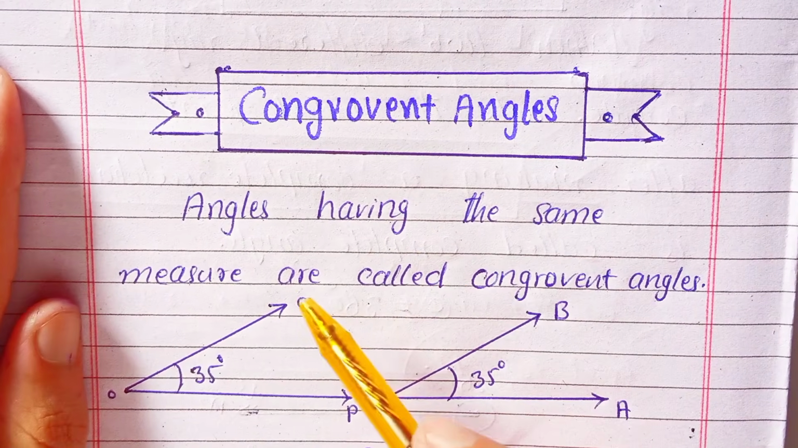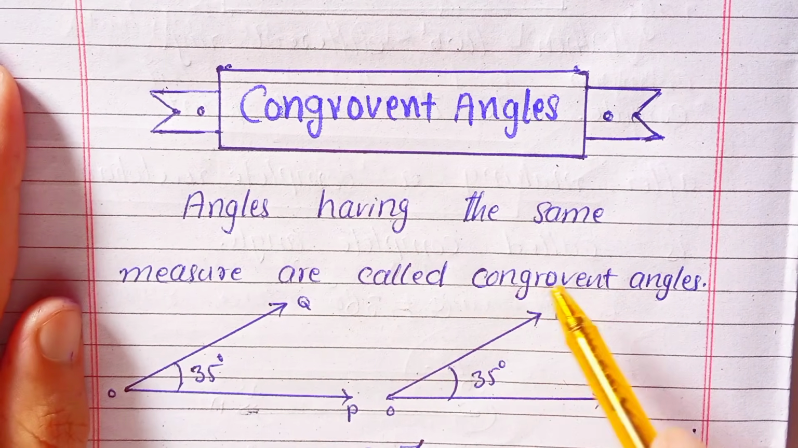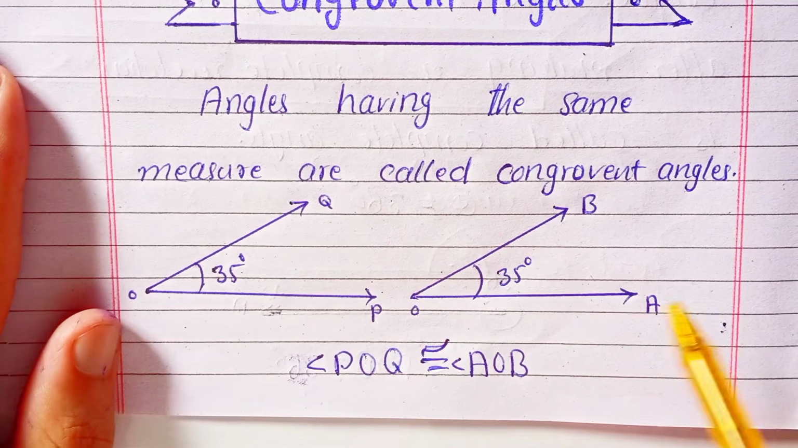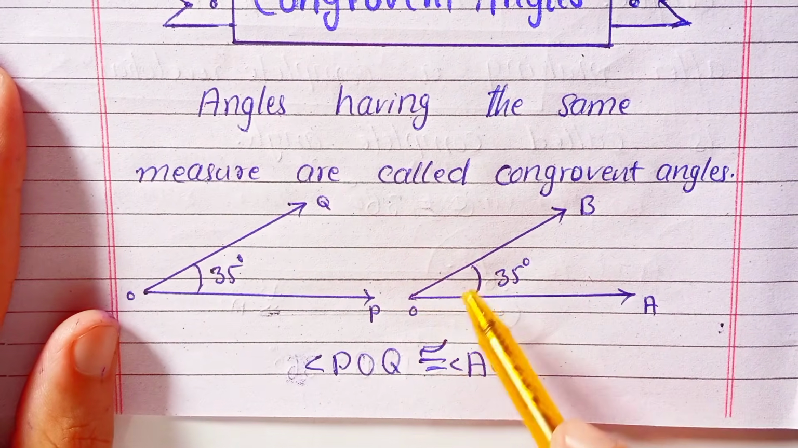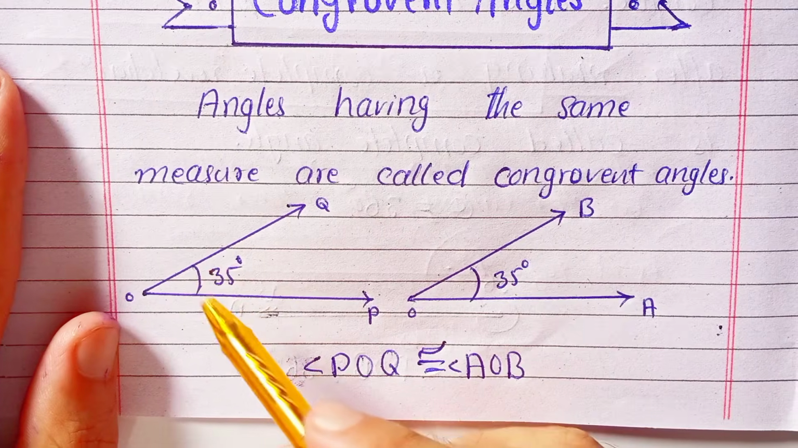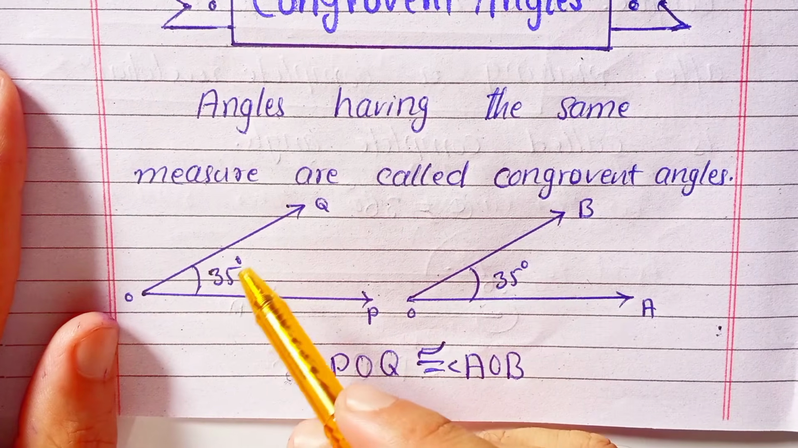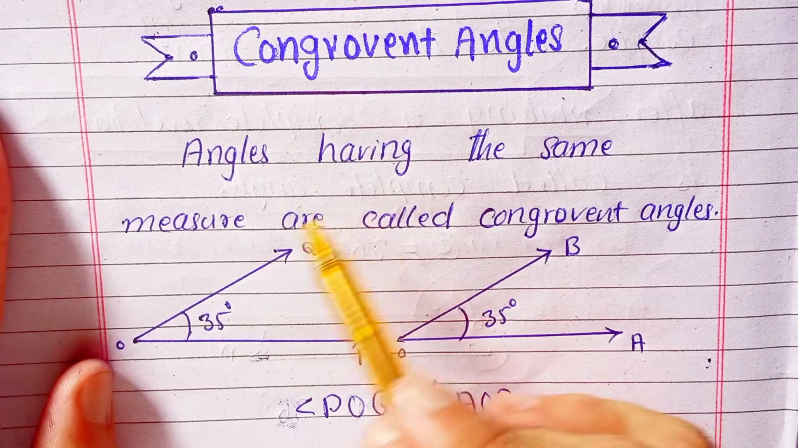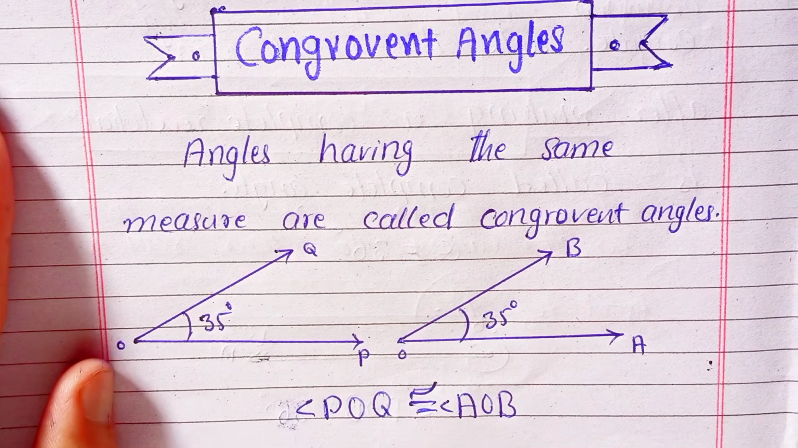Congruent angles. Angles having the same measure are called congruent angles. For example, POQ and AOB are congruent angles because both of the angles are 35 degrees and they measure the same. So we can say that these are congruent angles.